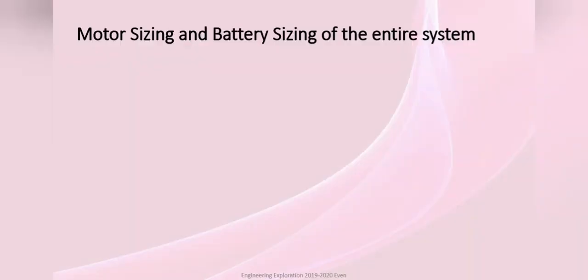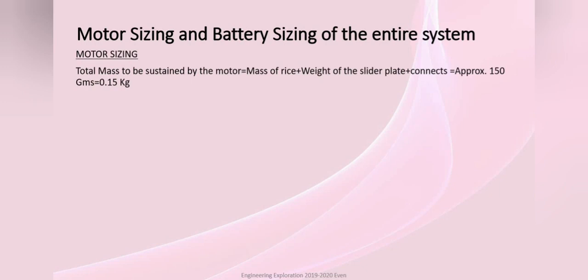To the motor sizing, battery sizing of the entire system. Now, firstly motor sizing. The total mass that has to be sustained on the motor is equal to the total mass of the rice and the weight of the slider plate along with its connects. Connects means the acrylic connects which connect the motor shaft to the slider plate. Everything approximates to 150 grams, which is equal to 0.15 kg.